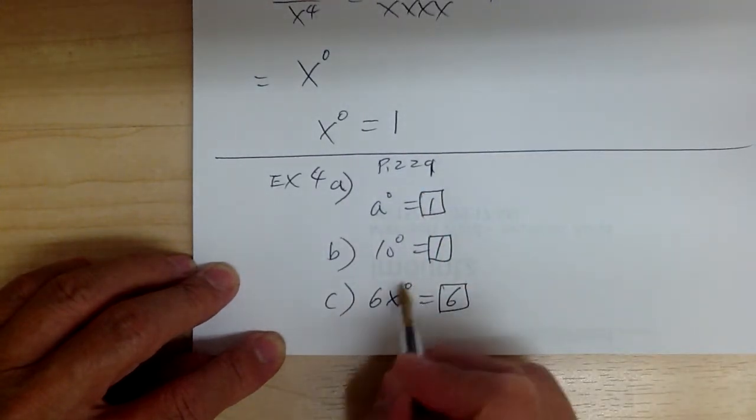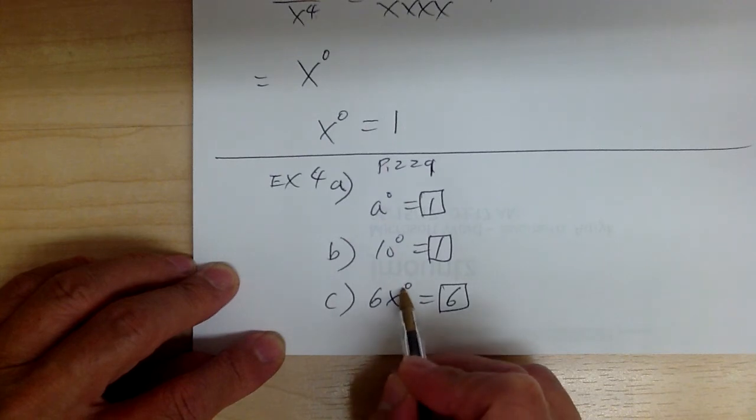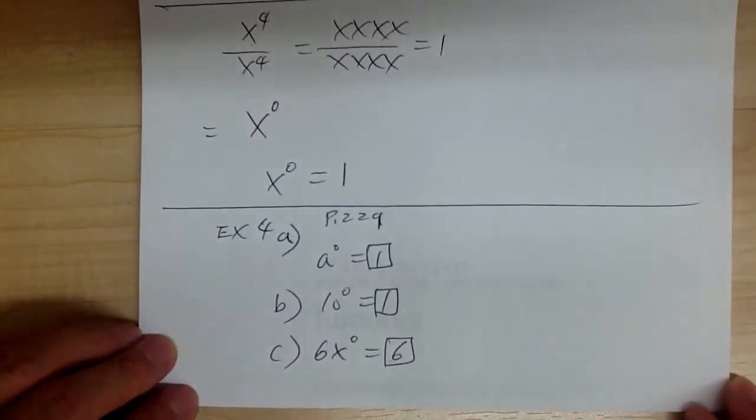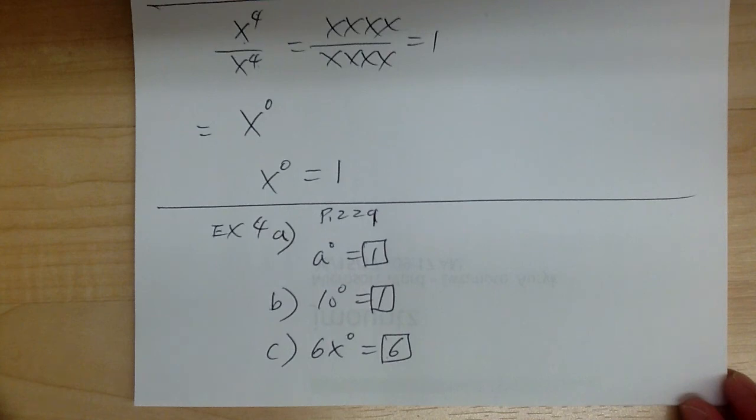So again, this part over here is 1. This part over here is 6. So 1 times 6 will give you 6. So make sure you're familiar with the 0 exponents.